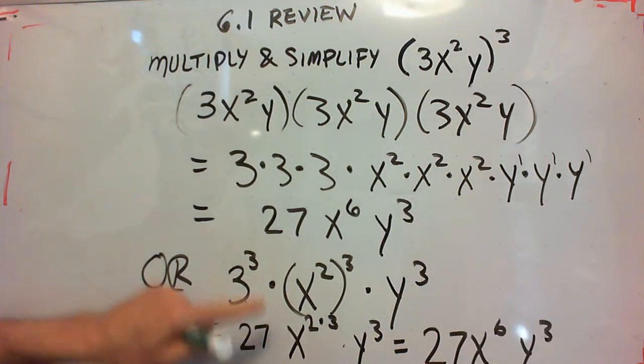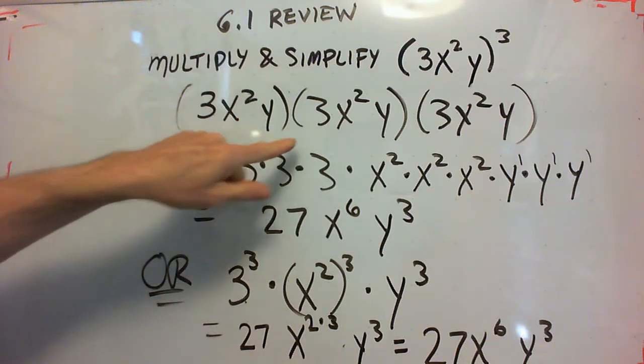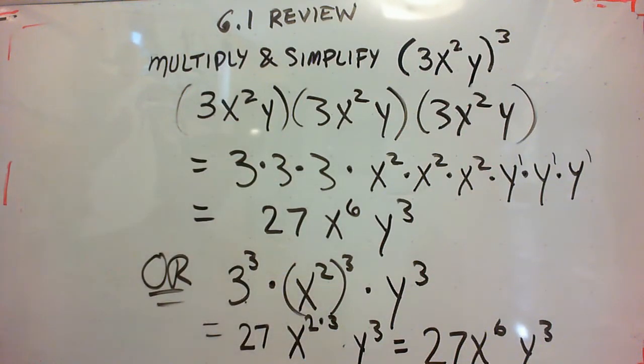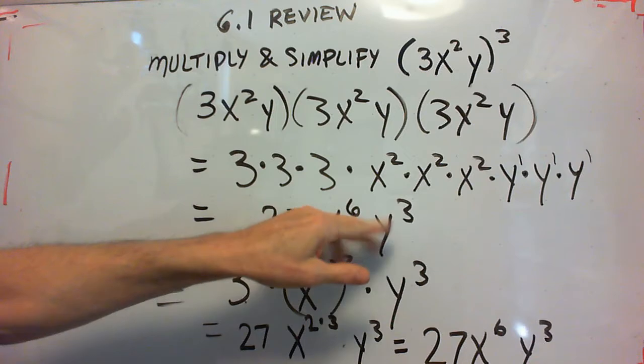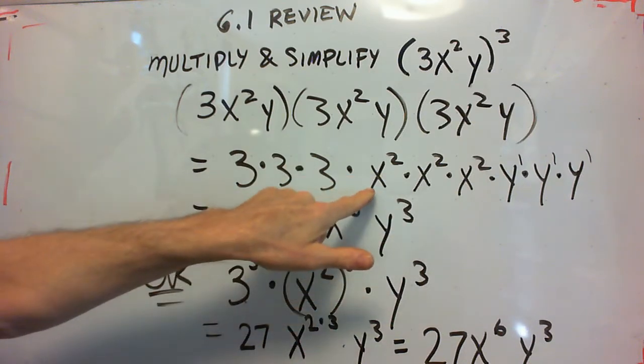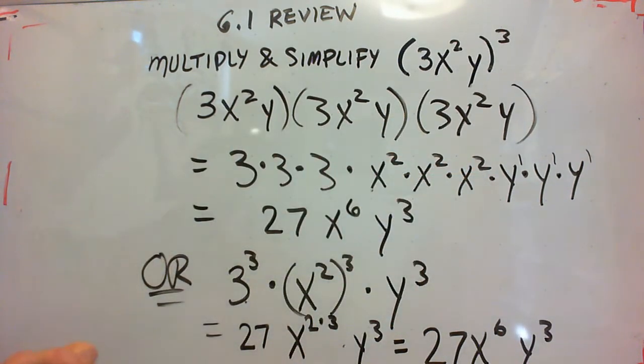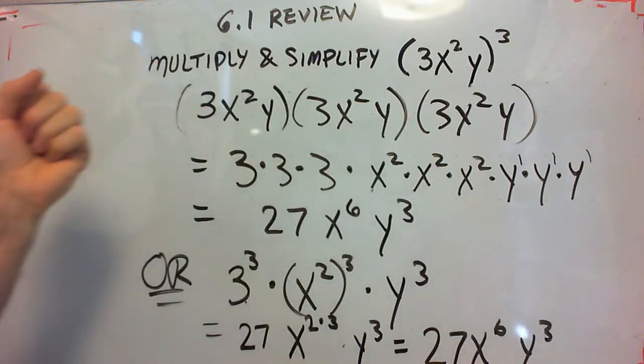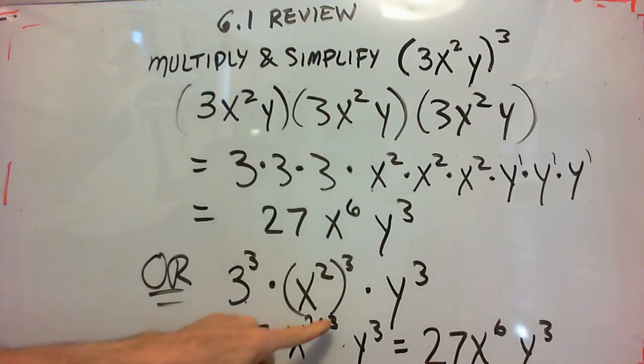So it's a little shorter to use that rule, raising a power to a power. And I did it the first way just to kind of demonstrate why we end up multiplying the 2 times 3. It's because we have 3 x squares. So we have to multiply the 3 times the 2 to get the correct exponent on 6.